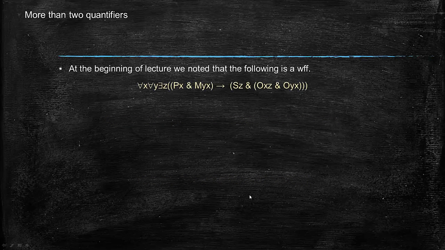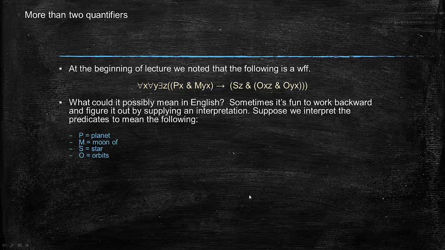At the beginning of the lecture, I gave you this massive proposition, and we didn't try to understand it or interpret it, but now let's see if we can. What we'll do sometimes, later on, we'll actually be doing this as an exercise, is that we'll just adopt a particular interpretation. So suppose that P is planet, and M means moon of, and S equals star, and O means orbits, a relation that means orbits, like a planet orbiting a star or a moon orbiting a planet. If we give this interpretation, what would this sentence mean?